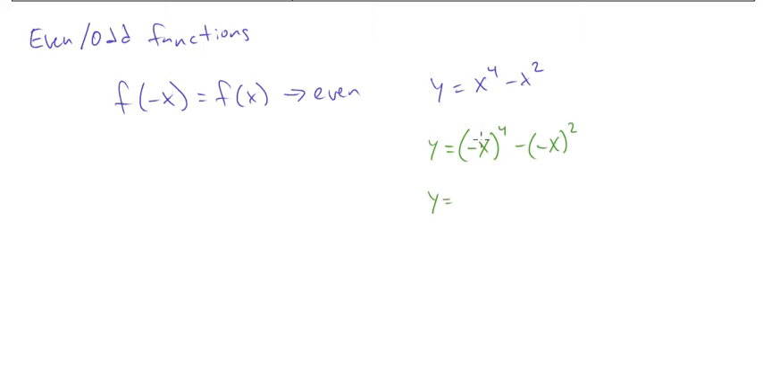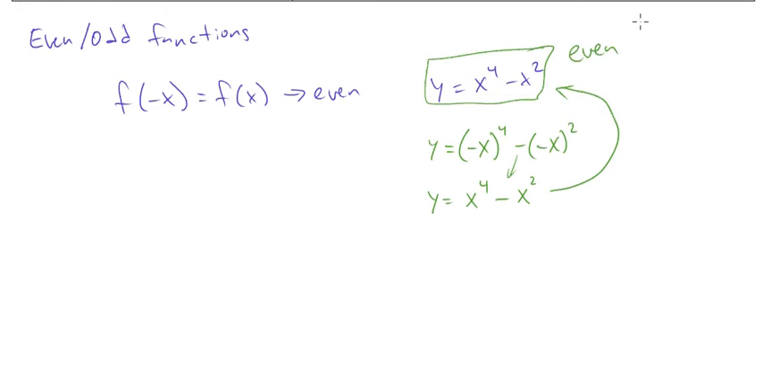So negative x times negative x times negative x times negative x, that's positive x to the fourth, and minus, well, what's negative x squared? That's positive x squared. And remember, we're subtracting that value. And so we end up back at our original function. So this function is said to be even.